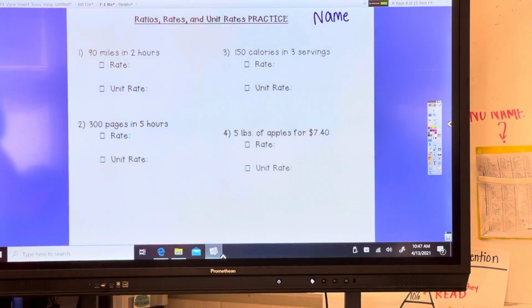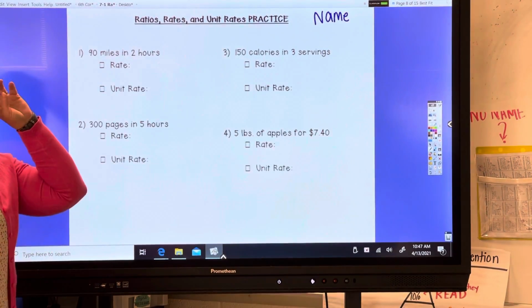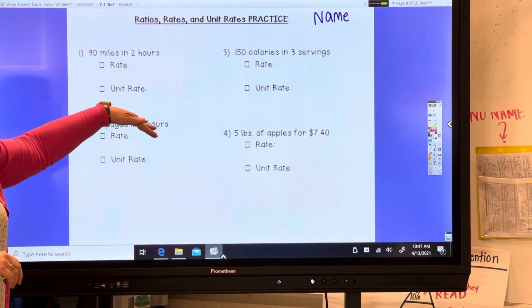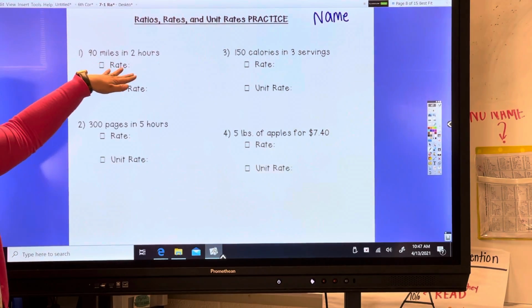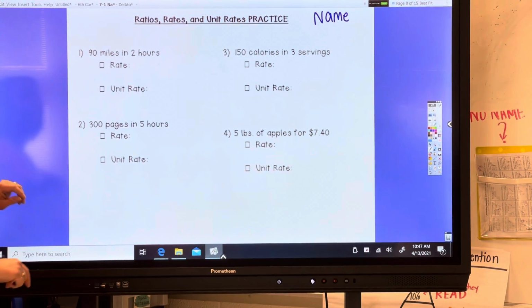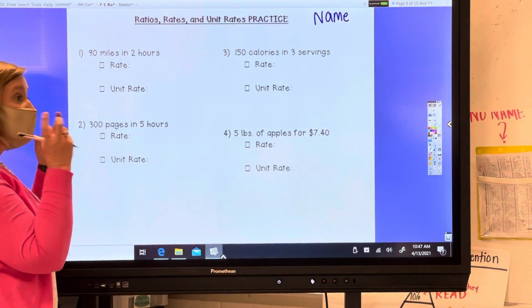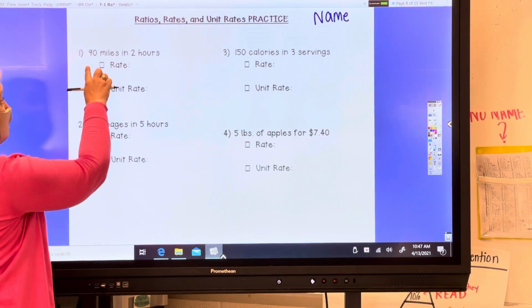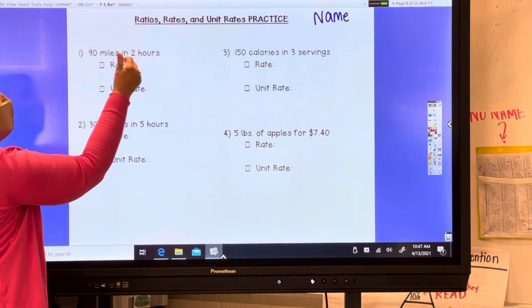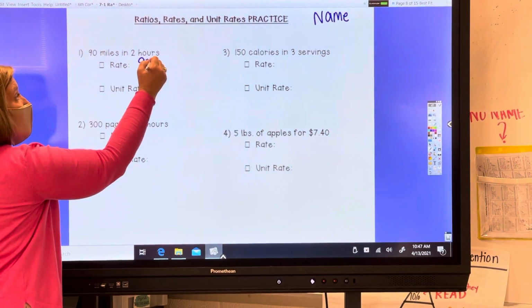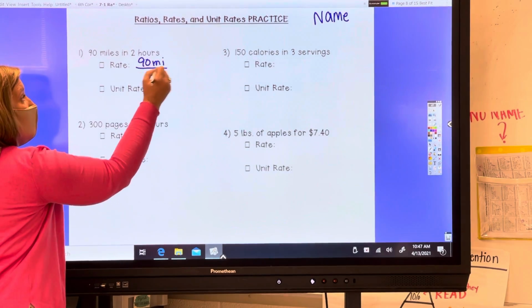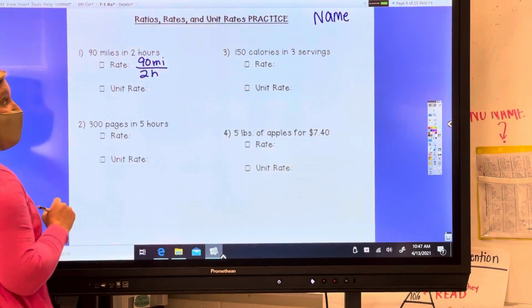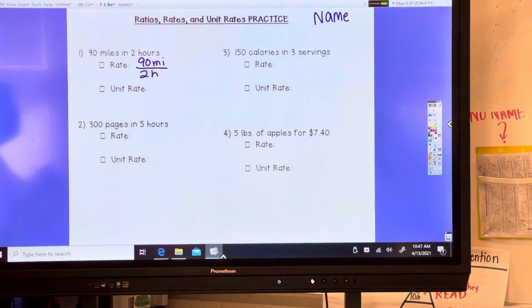What we're gonna do first is write rates and unit rates. The first thing that we're gonna do here is what we did yesterday. This is just a review to get us in the mindset for our next lesson. If we go 90 miles in 2 hours, our rate is 90 miles in 2 hours. If we want a unit rate, what has to be our denominator? 1.